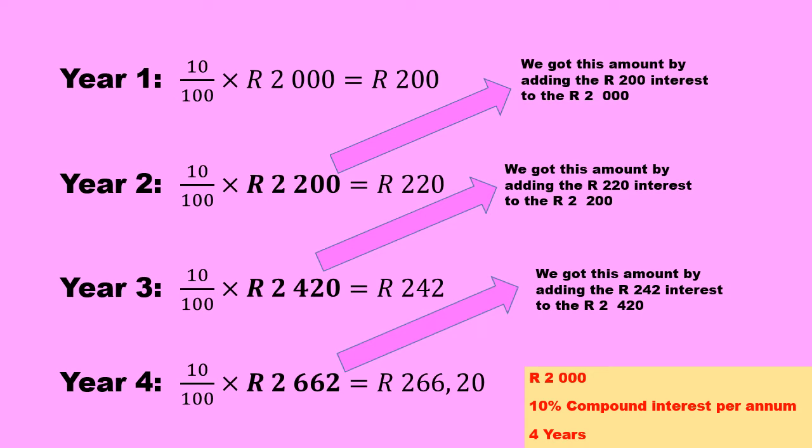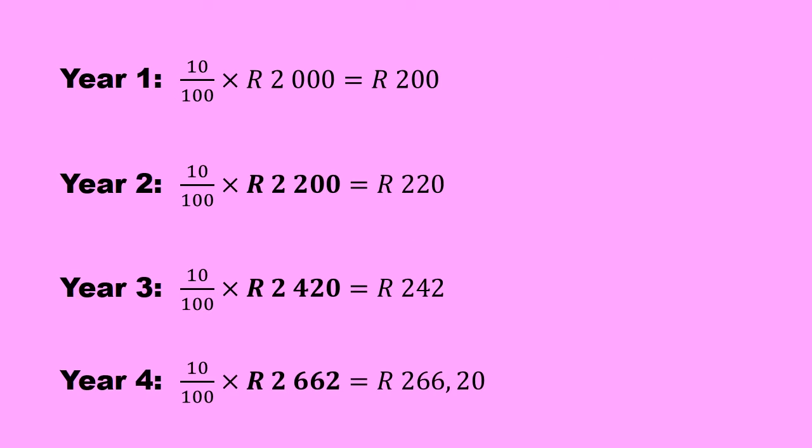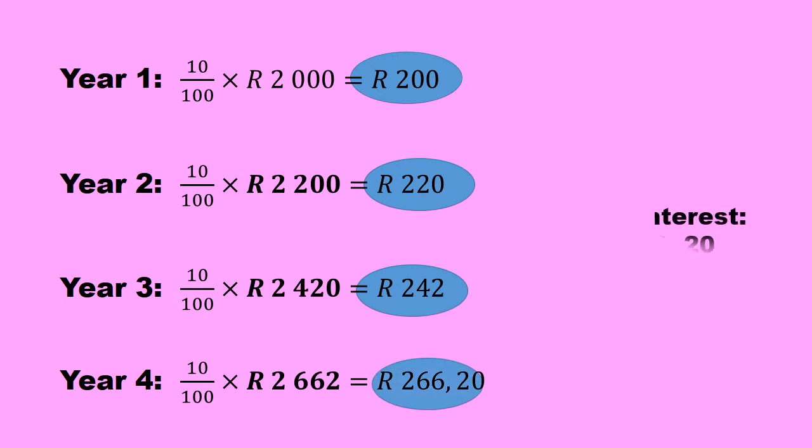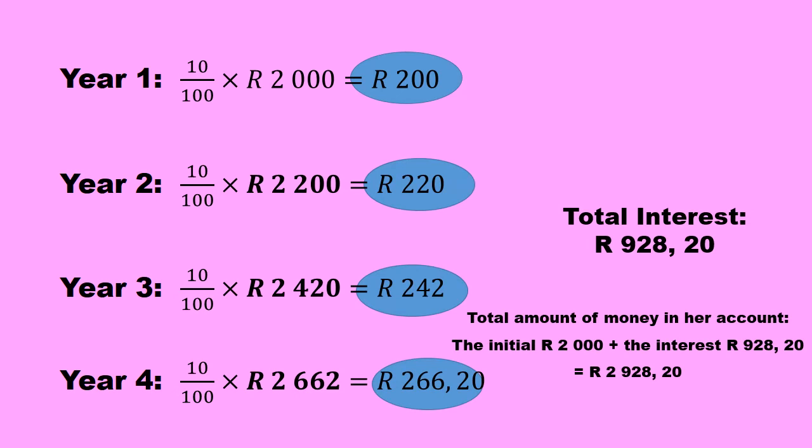All right, so can you see that it grows, it's compounded, it gets put together year after year. And there is an easier way, the formula, but I just thought maybe you want to see in the background how it works to understand it a little bit better. So all of these added together will give you the total interest, which is 928 Rand, plus the original 2,000 that Luyanda put into the account, gave her now 2,928 Rand and 20 cents.